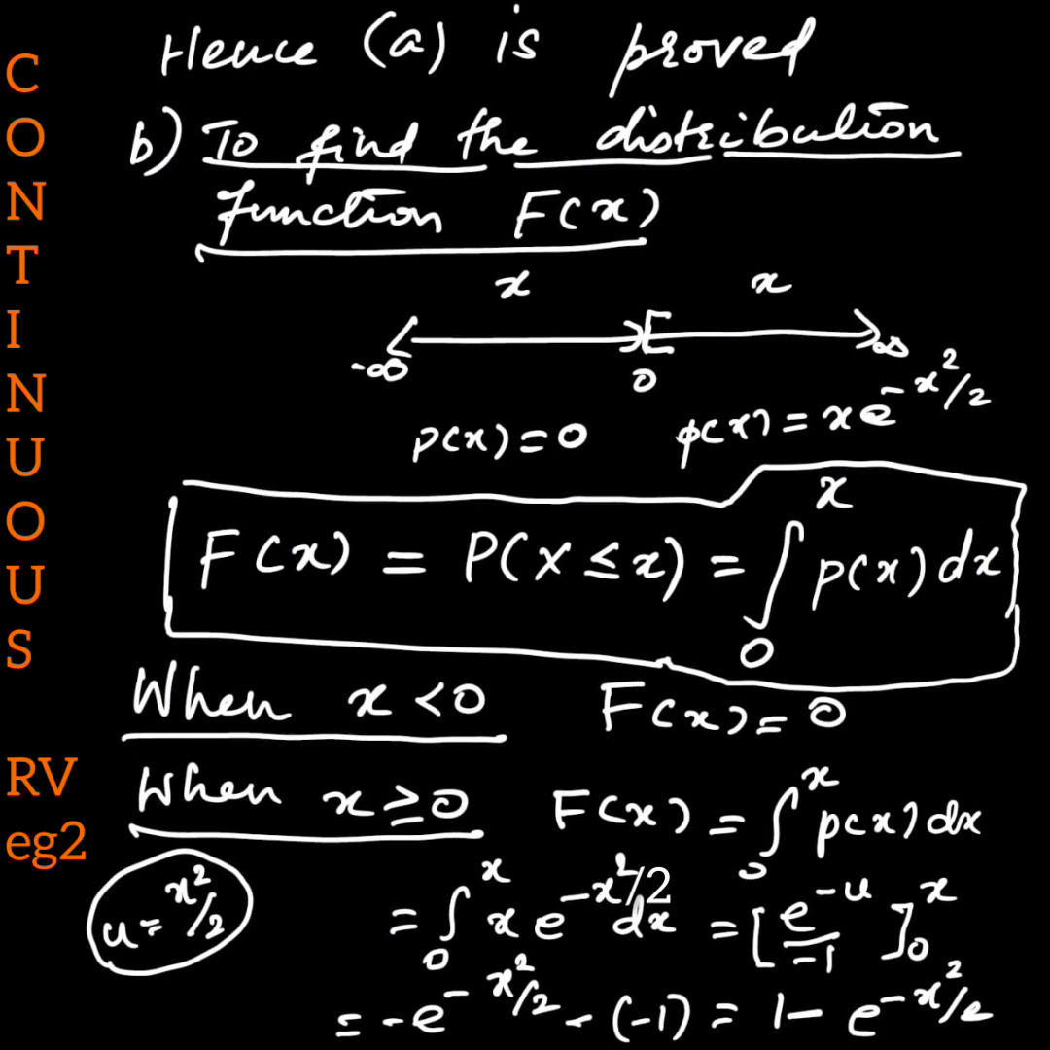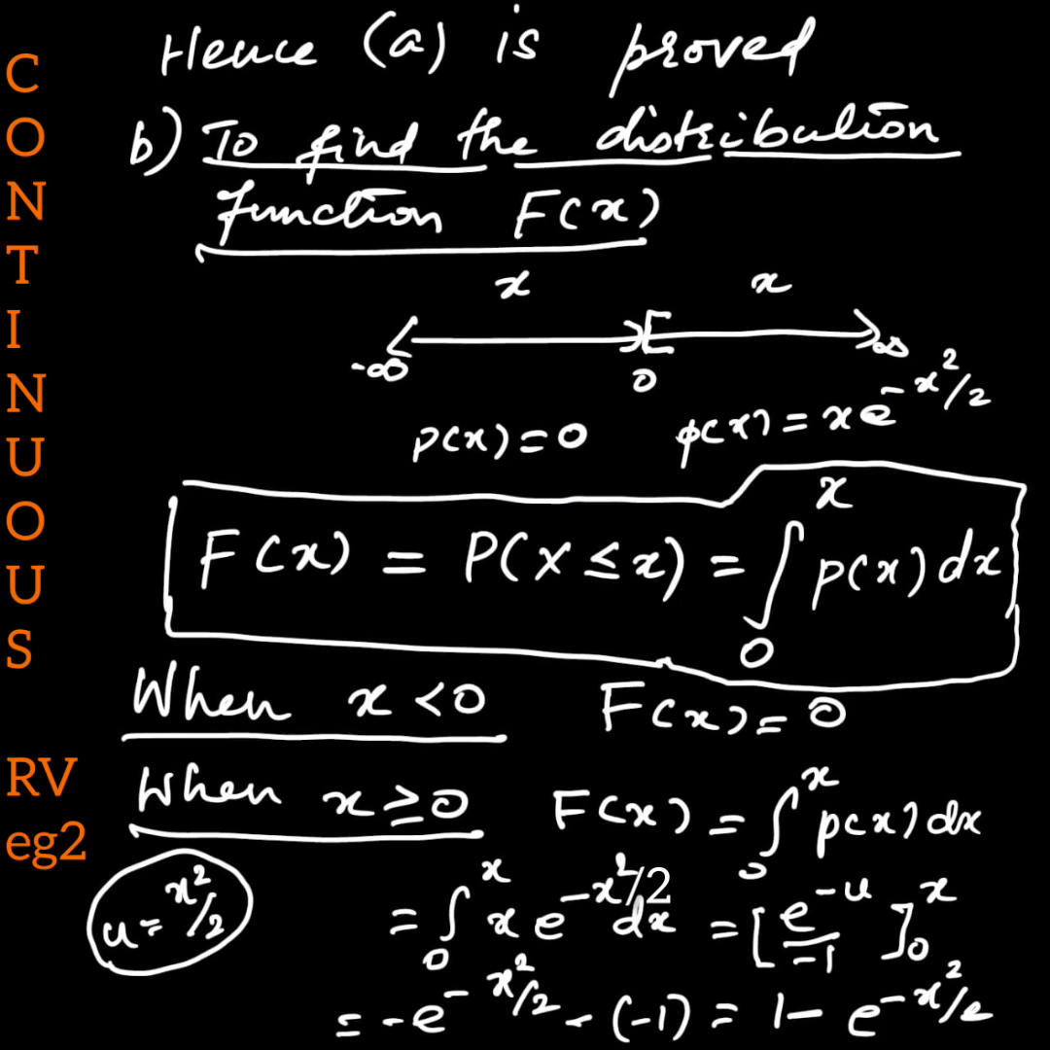Now, before proceeding to capital F of x, we should recap the definition of capital F of x, that is the cumulative distribution function or simply distribution function. The definition is P of X less than or equal to small x. That means up to the point x we should find the probability. Here it is a continuous random variable, therefore we should integrate, integral of p of x dx.